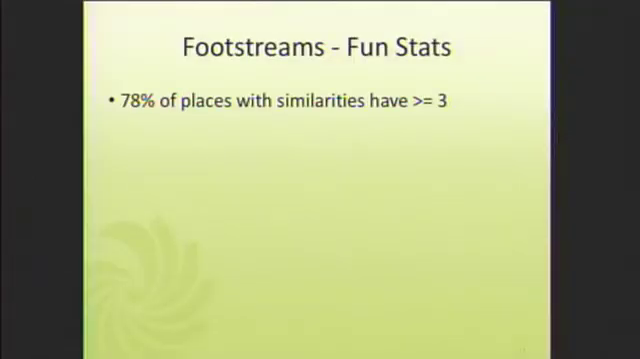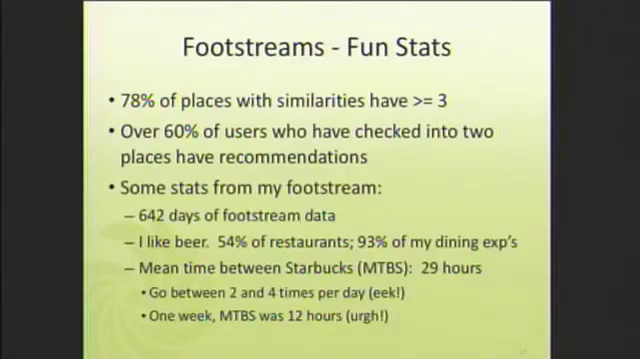Some other fun statistics from our data: 78% of our places that have a similarity have 3 or more similarities, which means that we can say people who go to this place also go to this place. We can introduce them to discoveries that they don't have to search for. I think that's pretty exciting. And over 60% of our users who have checked in twice have recommendations waiting for them, which means a user only has to commit really 2 actions to start getting a lot of value from this foot streaming environment. And it's still very early days.